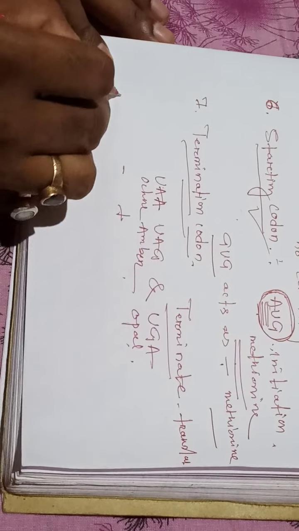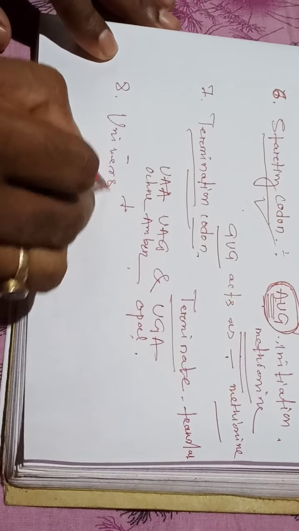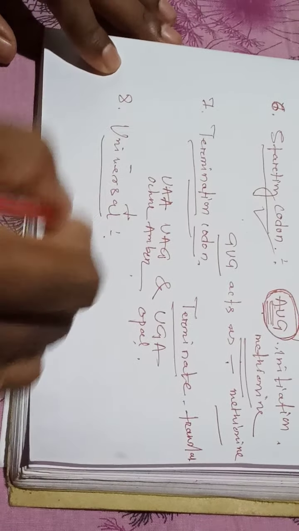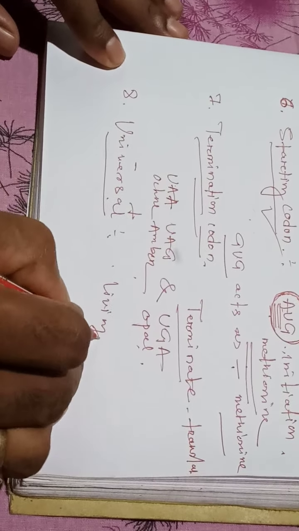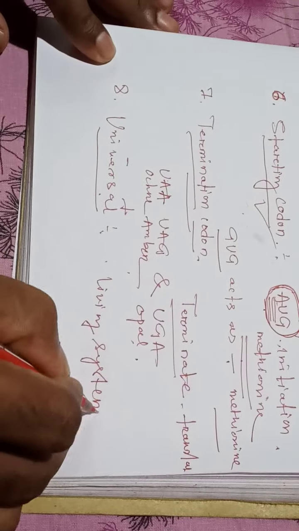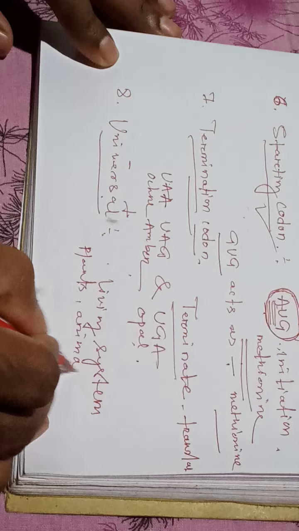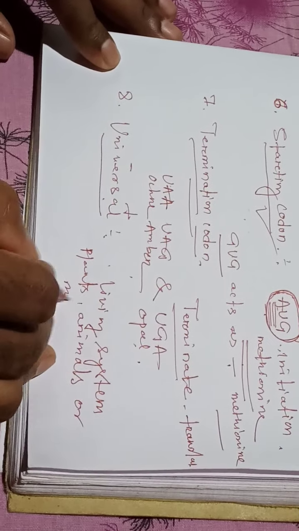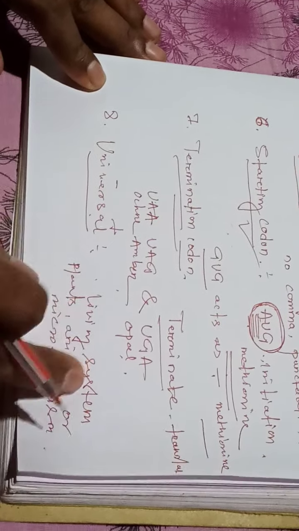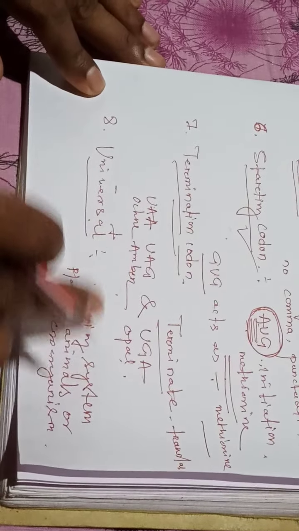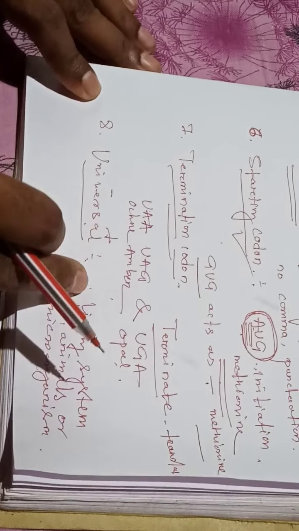Number 8, the code is universal. This genetic code is applicable in all living systems, whether plants, animals, or microorganisms. Since it is applicable to all living organisms, it is called the universal genetic code.